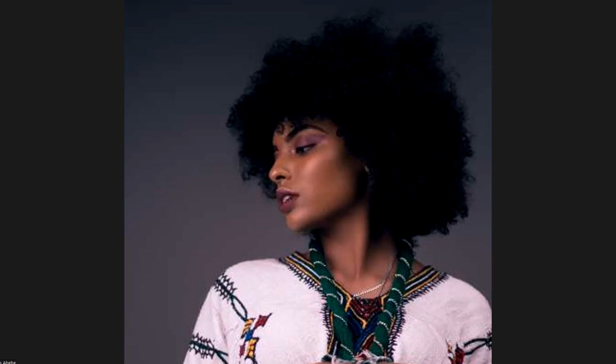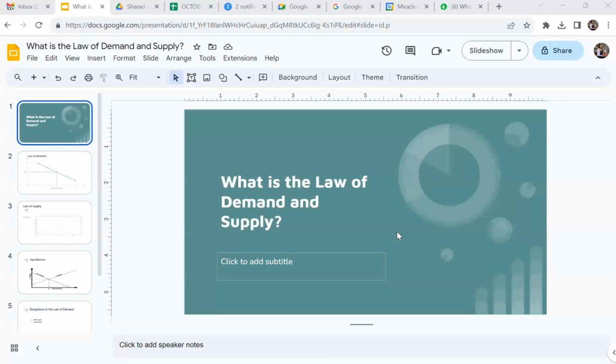So I'm going to share my screen here. Can you see my screen? Okay, great. So we're going to talk about what the law of demand and the law of supply are. We have demand and we have supply in the economics world as well. I don't think it's familiar to you guys, so I'm going to start from what the law of demand and the law of supply are.